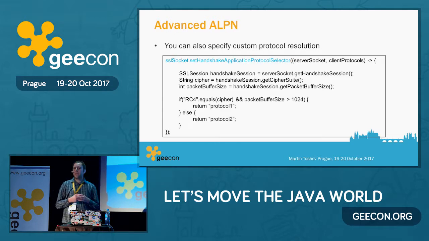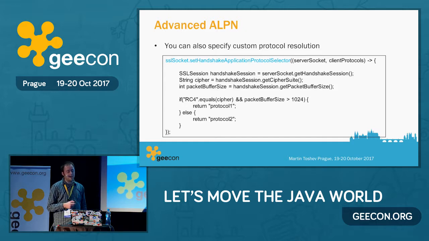However, you may have a use case where you need to resolve the application protocol in a more complex manner. For example, let's say that I want to determine the application protocol based on the cryptographic cipher that's used by the client and the server. In that case, JDK 9 provides an API that allows me to register the so-called protocol selector.